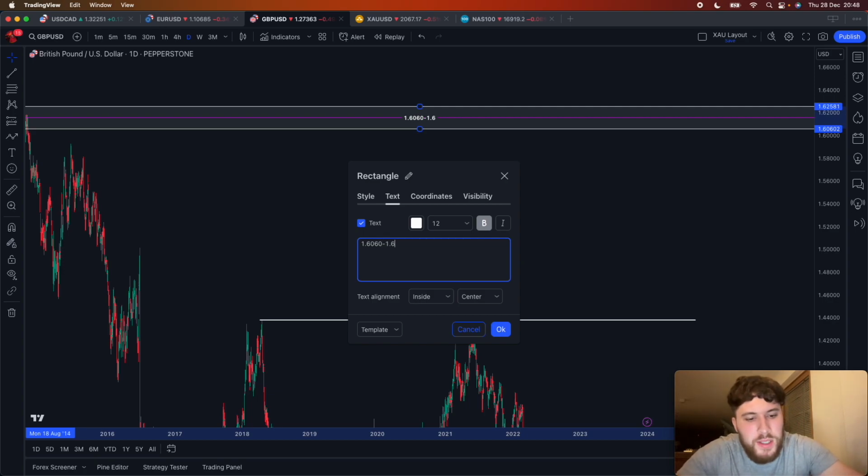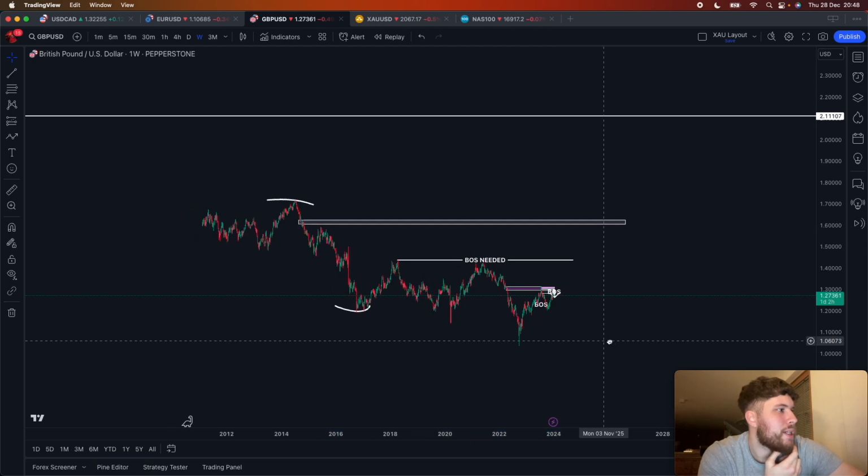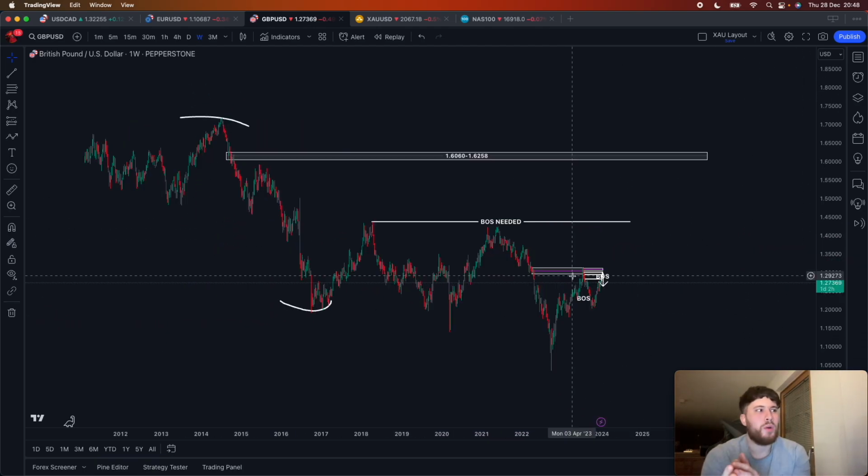But yeah, as you can see, these are the increments here. We have 1.6060 to 1.6258. Okay, so head back to the weekly time frames. You can kind of see now my thought process with this and what my shorter term goals are, my longer term goals are. So definitely looking for short positions for the time being.